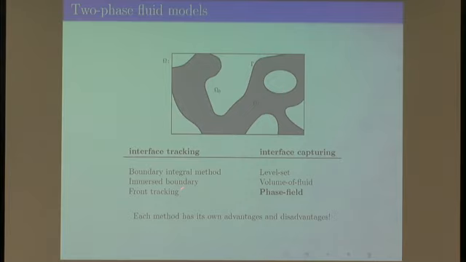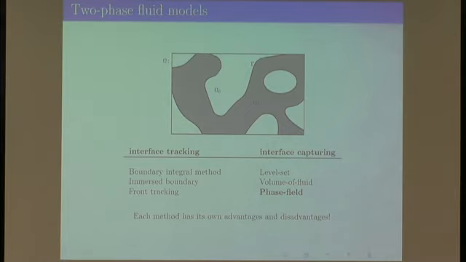One basically distinguishes between interface tracking and interface capturing. In interface tracking, the interface, gamma here, is somehow represented explicitly. So, for example, by some marker points along the interface, and if you connect all these points, then this is your interface. Example methods are boundary integral, immersed boundary, or front tracking methods.